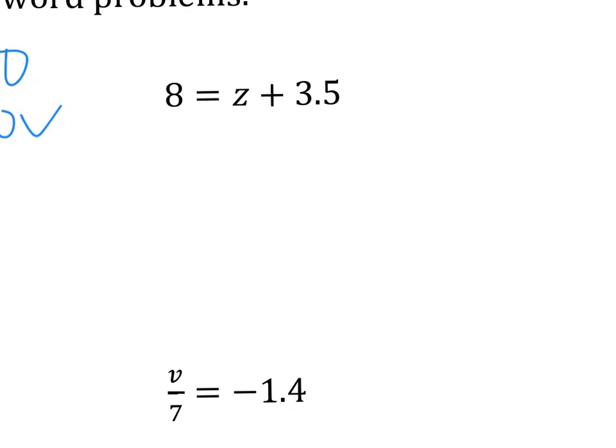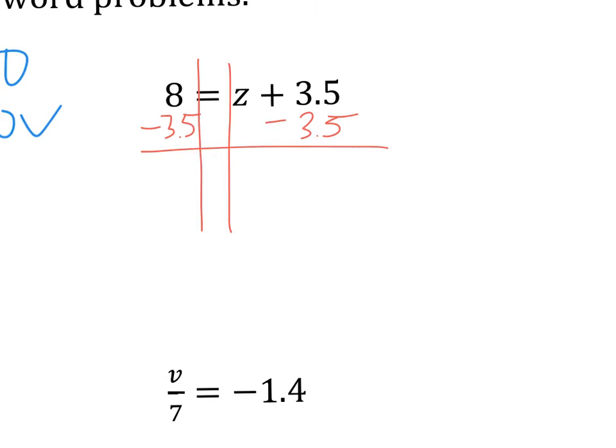Now this next one, we have 8 equals z plus 3.5. This time z is our variable and we want to isolate z. So we can write down our railroad tracks, and then we're going to do the inverse of addition, which is subtraction. So we'll subtract 3.5 on both sides, right? Because we have to balance the equation to keep it equal.